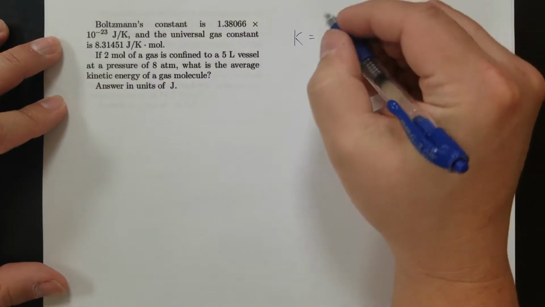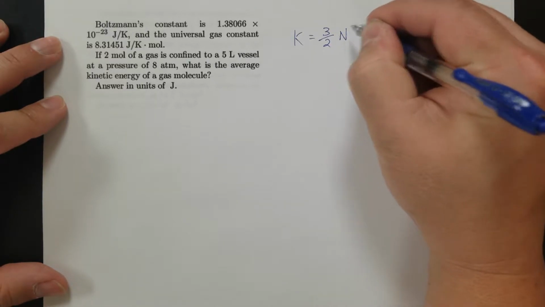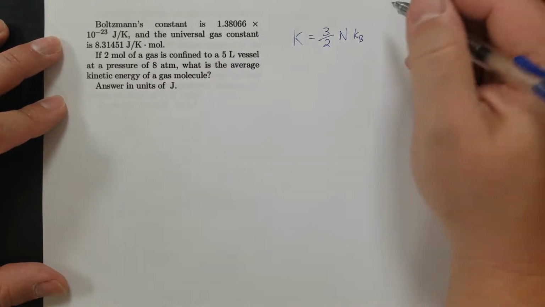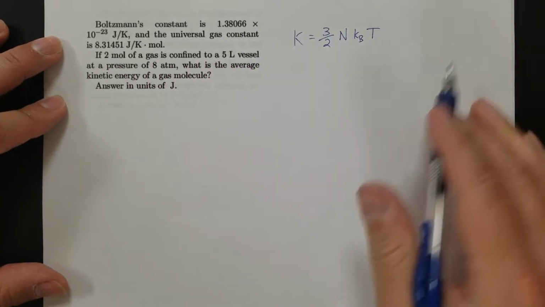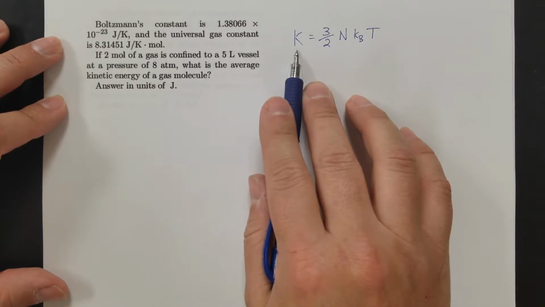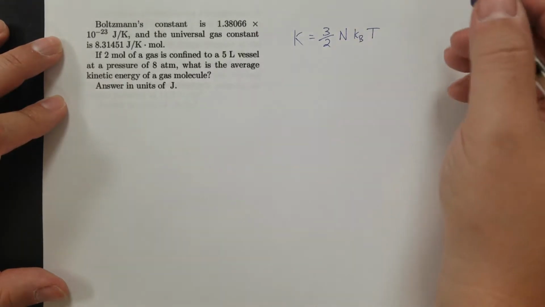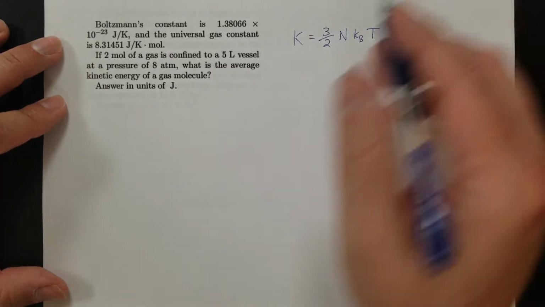So kinetic energy is 1.5 times the number of molecules times Boltzmann's constant times the temperature, right? That's the average kinetic energy of a gas molecule, right? So I'm going to need to get temperature. Okay, so how can I get temperature? We can use the ideal gas law.